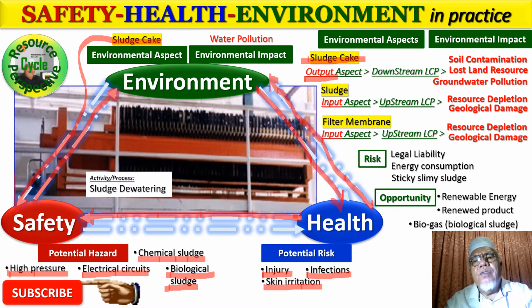So what sort of environmental impact would it cause? We'll have to look at the downstream of its life cycle. This is called life cycle perspective. Downstream means what happens to the sludge cake next. In this case, normally the sludge cake would eventually be handled and disposed of to perhaps a secure landfill.